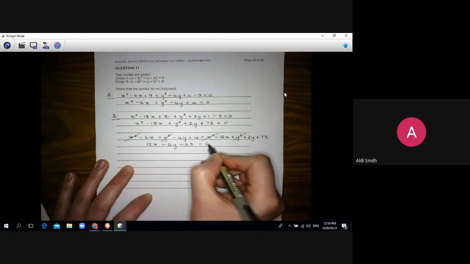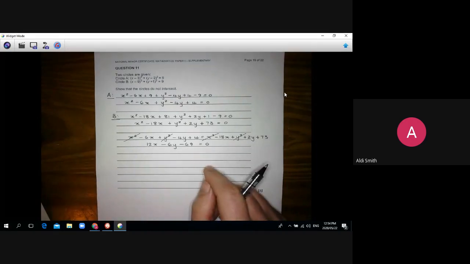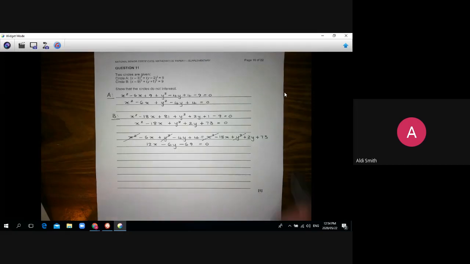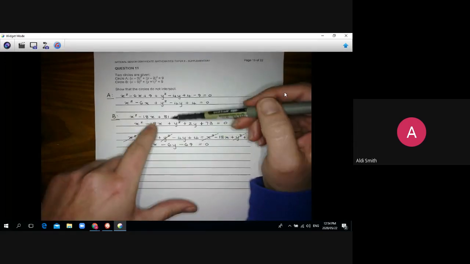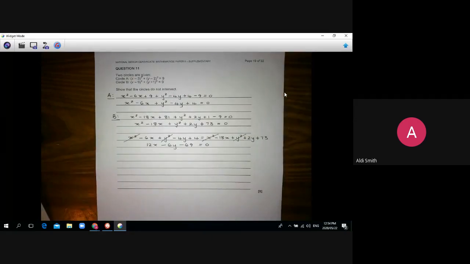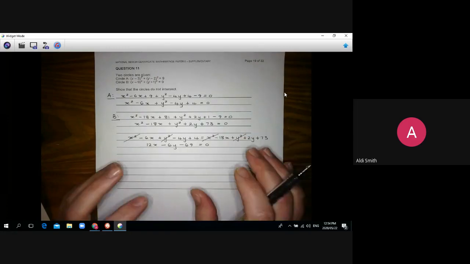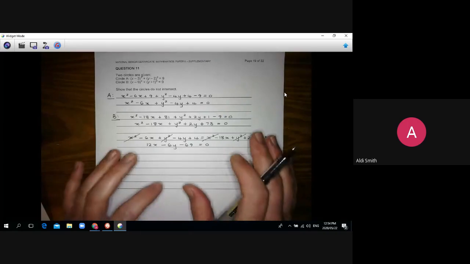And that right there is then the equation of a common chord should these two circles actually intersect. And then you could solve this one simultaneously with either one of those two equations to then prove that there's no real solution. But I think you guys agree this is a very long way of doing it. This is a super, super long way of doing this.